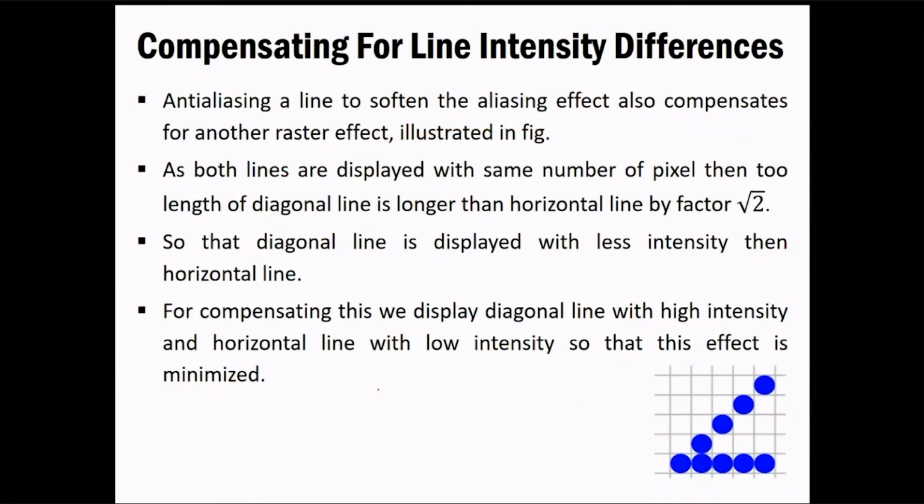So for that purpose, what it says is, for compensating this, we display the diagonal line with higher intensities. We'll give higher values as compared to the horizontal or the vertical line. Even if you have a vertical line over here, you'll be giving low intensity to such lines as compared to the diagonal line. So what the author says is, whenever this kind of scenario occurs, you try to give higher intensities to the lines that are at 45 degrees, or based on the slope you try to give the intensities.